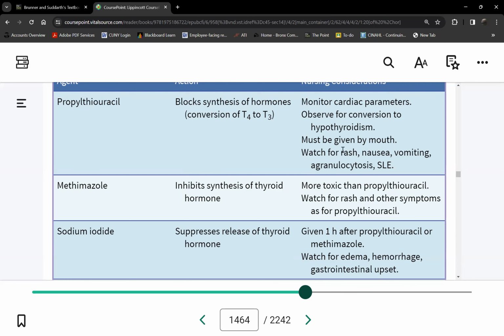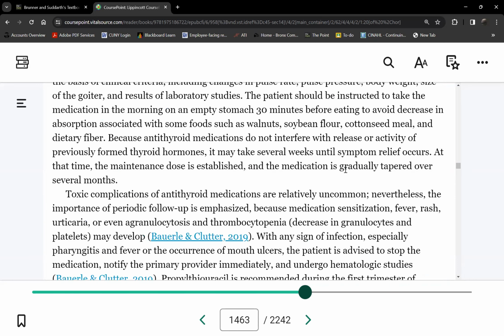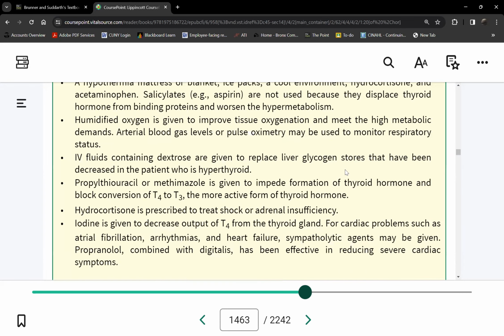It doesn't contradict this chart, because look at what was given first. So the blanket, the oxygen, IV fluids, PTU or methimazole, and then the iodine. Make sense? Okay, so always the time duration, by the way, is 1 hour. So you give PTU or methimazole 1 hour prior, and then 1 hour after giving it, then you can give the iodine. Are we clear?